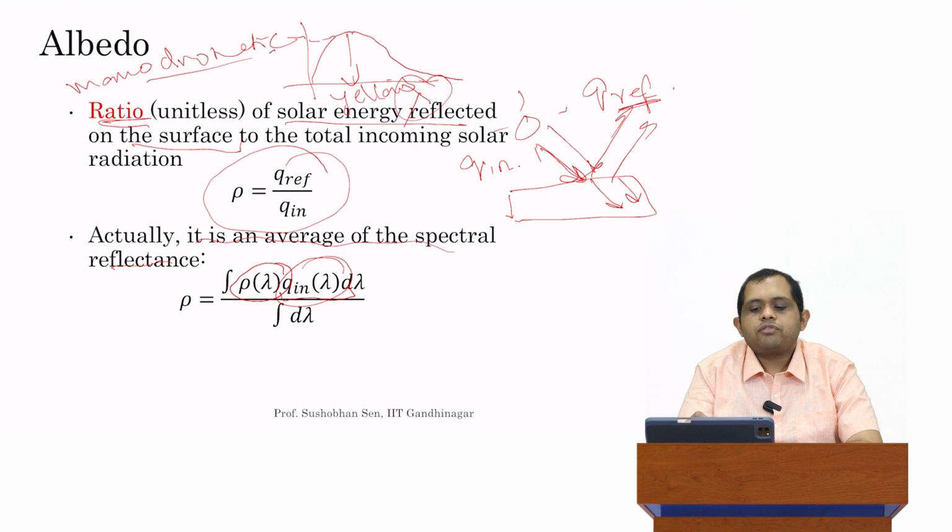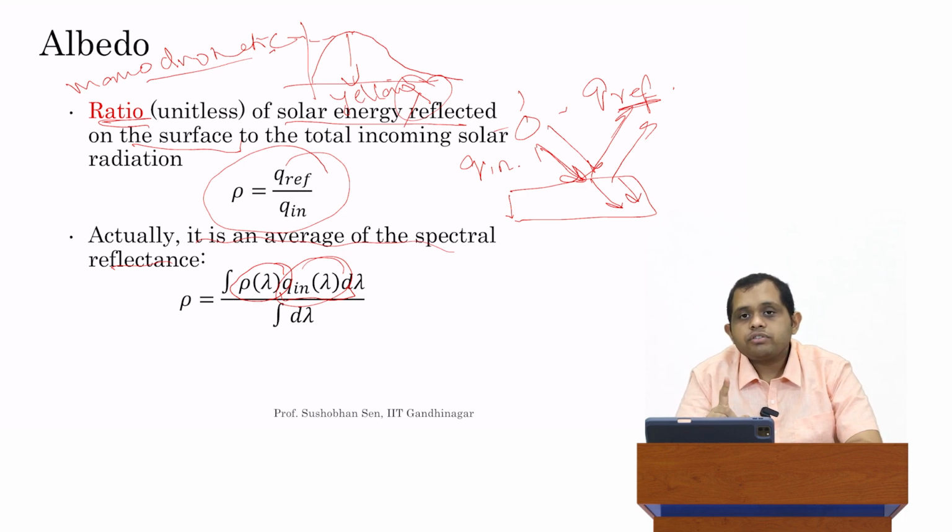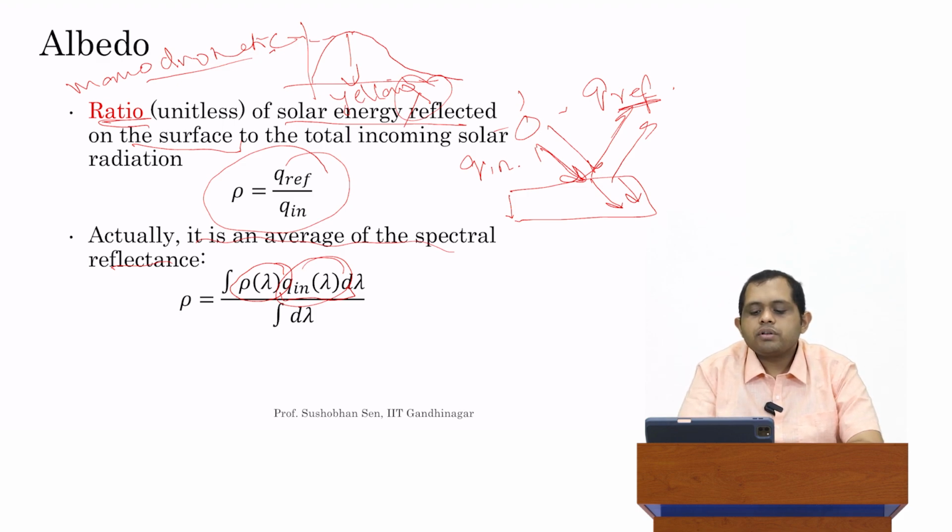Part of that will then be reflected. So this rho of lambda represents that fraction of the monochromatic radiation at wavelength lambda, which is reflected. So we multiply rho of lambda by Q of lambda. This gives us the reflected fraction, and then we integrate that over the entire wavelength, entire d lambda of the solar radiation.